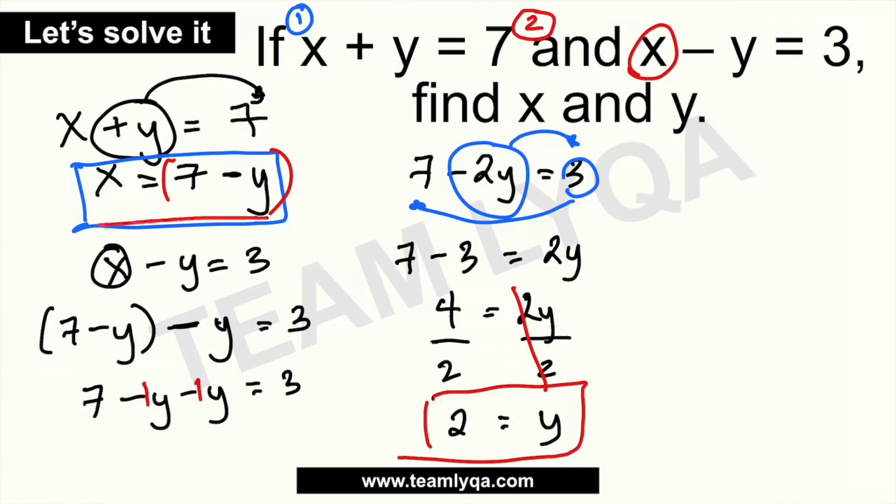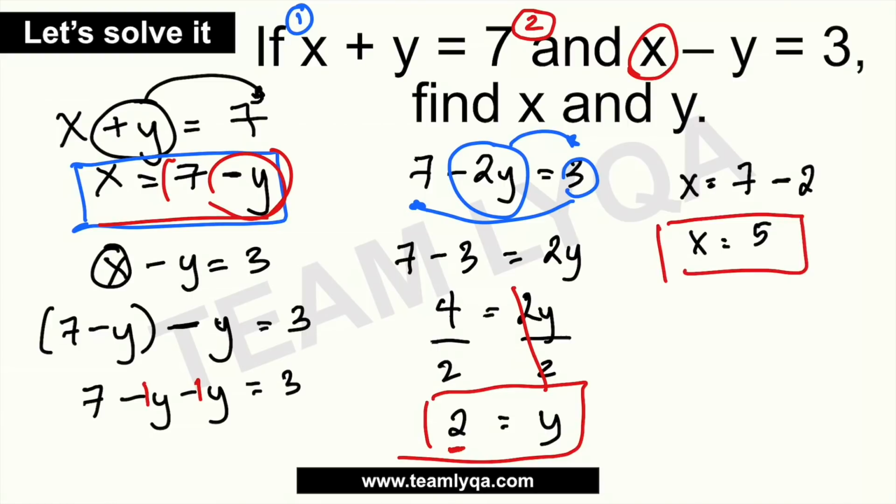Itong Y na to, papalitan ko ngayon siya nung value na nakuha na natin, which is 2. So, mangyayari dyan, magiging X is equal to 7 minus 2. So, X is equal to 5. So, ang sagot natin would be, ang Y ay 2, ang X ay 5.